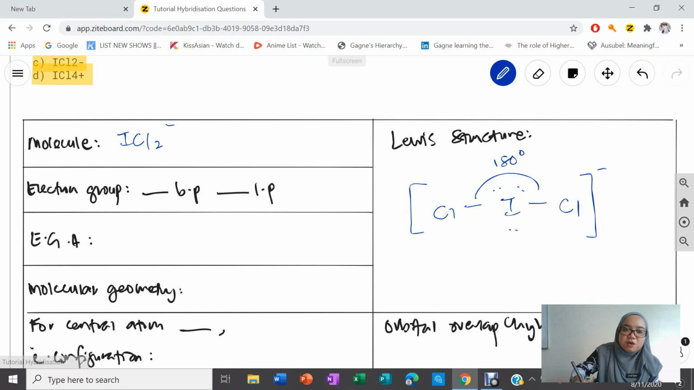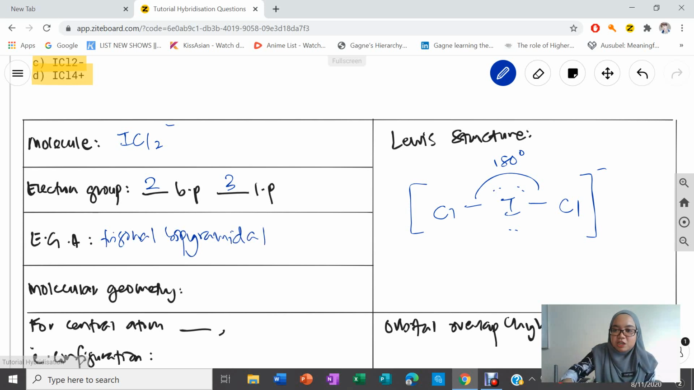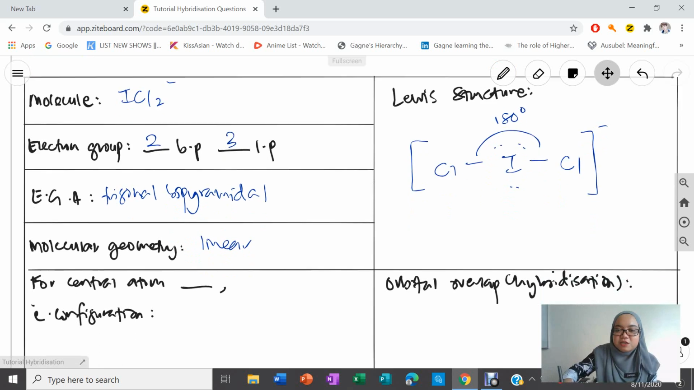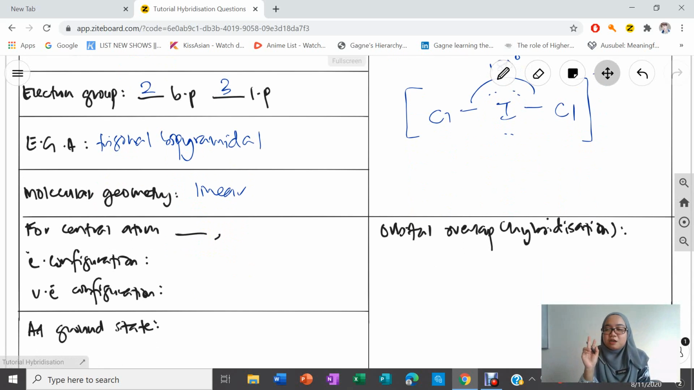Okay, so if you look at the electron group around the central atom I, how many bonding pair? 1, 2. So 2 bonding pair and 3 lone pairs. The electron group arrangement is trigonal bipyramidal, and the molecular geometry is linear. So for the central atom, you have to do the electronic configuration so that you are not confused.